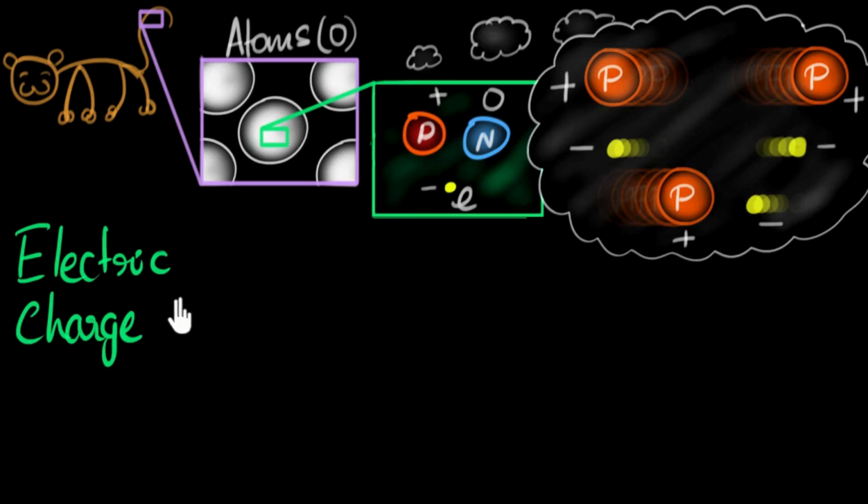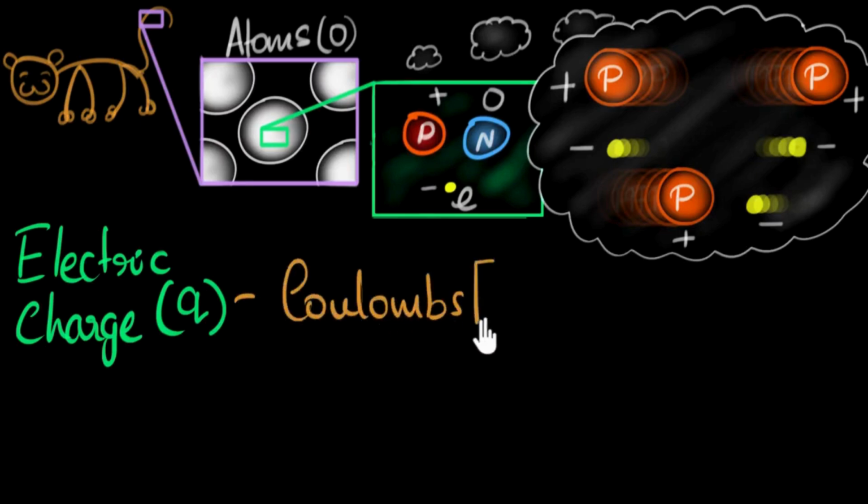So the symbol for the electric charge is Q, and we measure it in a unit called coulombs, denoted by a capital C. So just like how we measure mass in kilograms and we measure height in, say, meters, we measure charge in coulombs. And the word coulomb is named after the French scientist Charles Coulomb, who did a lot of work in investigating the force between these charged particles.